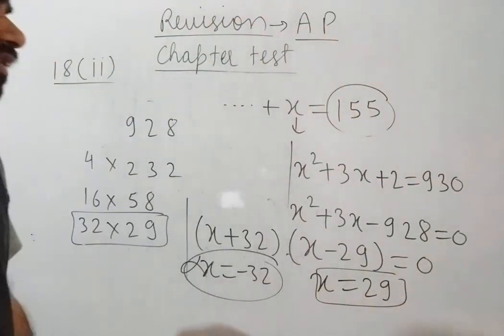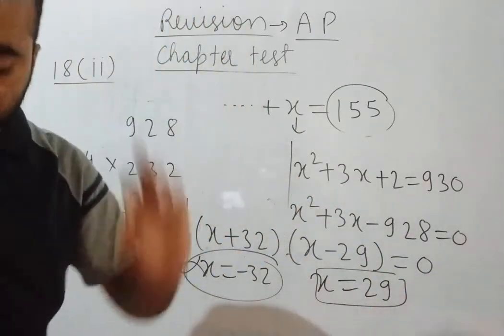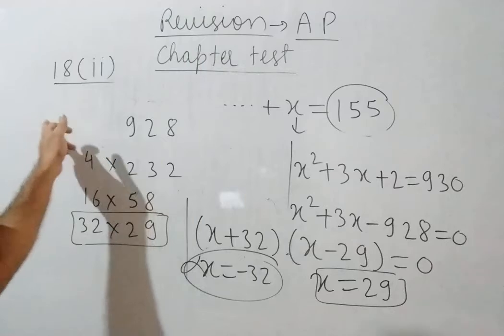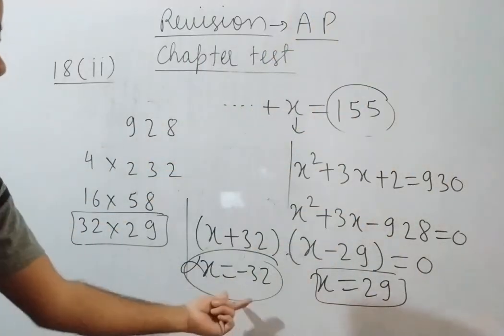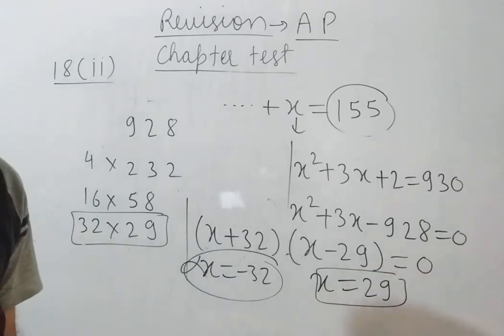Why this is not possible? See, if you see, the AP is an increasing AP. See, 2, 5, 8. It is an increasing AP. It means it cannot be negative. It will be 29. Correct? Next.